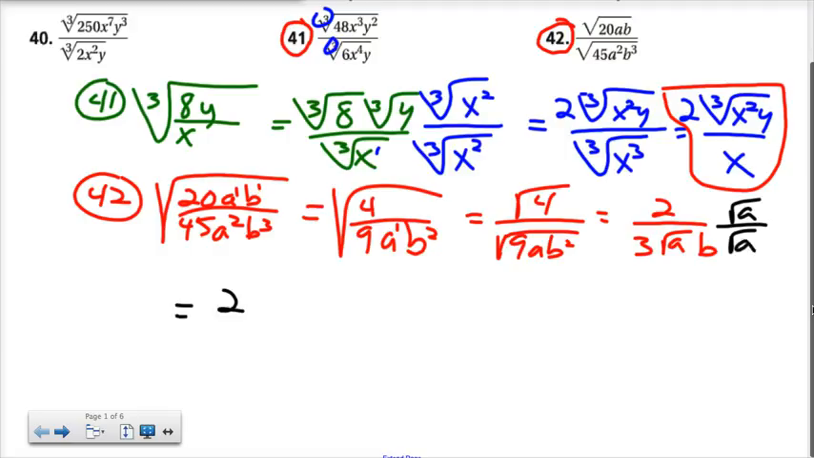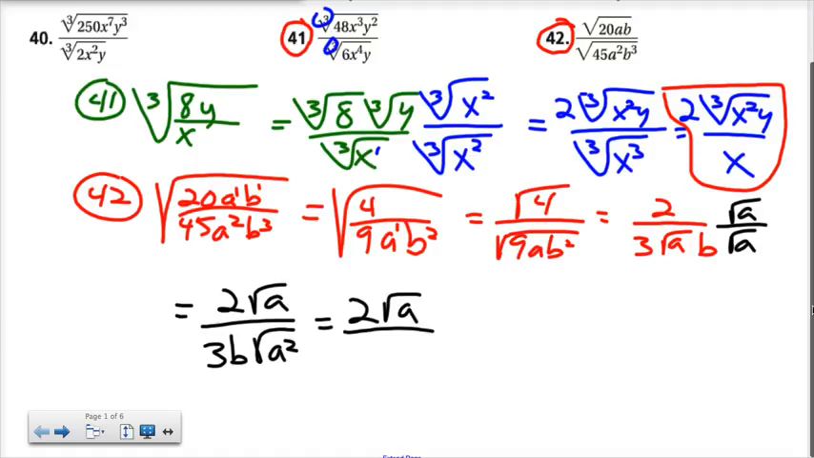So my numerator will be 2 square roots of a. And on the bottom I will have a nice little 3b. And then it'll be the square root of a squared. And of course the whole reason we did that was because the square root of a squared is a. So that will be 3ab down there in my denominator.